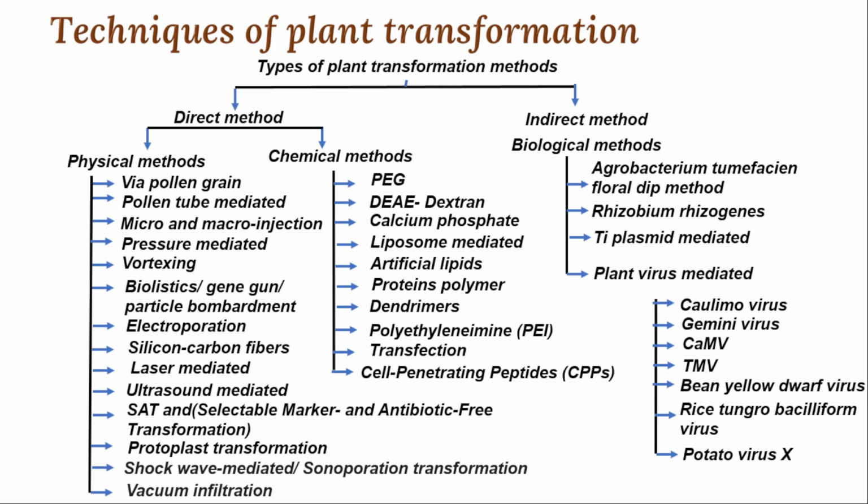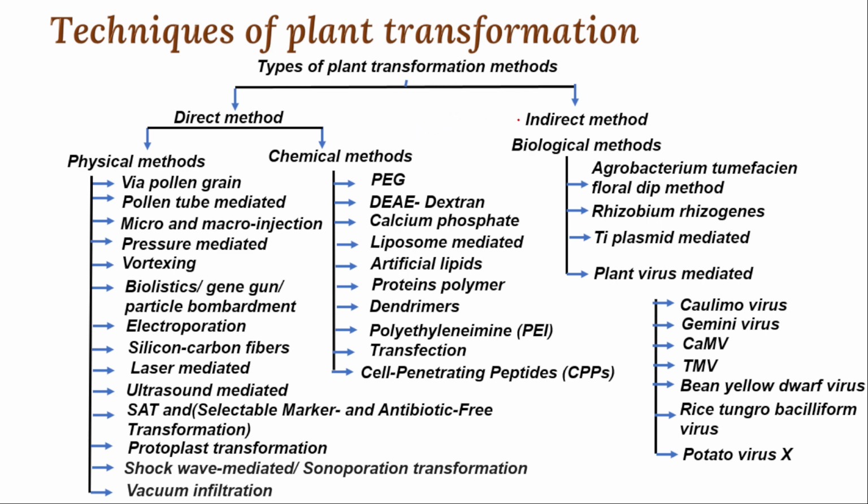Plant transformation methods are broadly classified into direct methods and indirect methods. What is a direct method? What is an indirect method? Directly we insert a gene of interest, physically or chemically, directly into the target host cell. That is called the direct method.